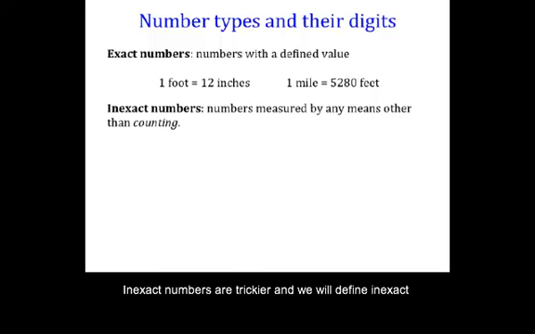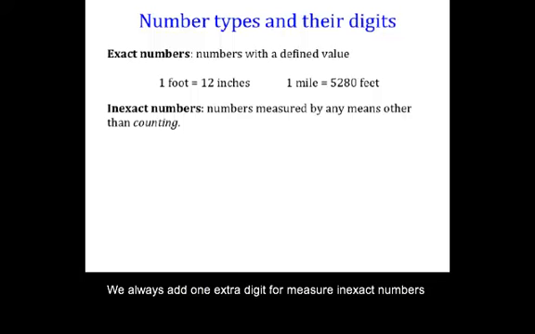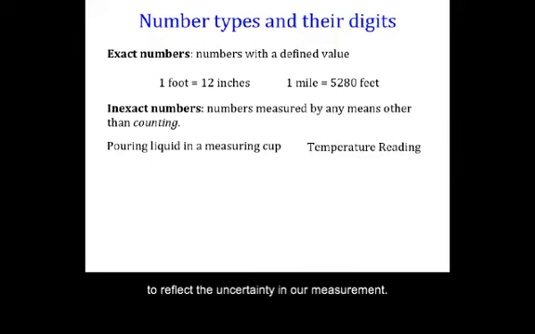Inexact numbers are trickier, and we will define inexact numbers as those numbers obtained by any means other than counting. If you pour liquid into a measuring cup calibrated to the nearest ounce, your measured volume would be reported to the nearest tenth of an ounce. Similarly, a thermometer calibrated to the nearest degree would have a measured reading to the nearest tenth of a degree. We always add one extra digit for measured inexact numbers to reflect the uncertainty in our measurement.